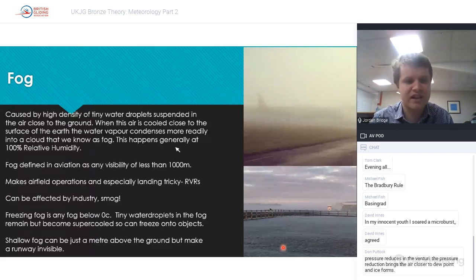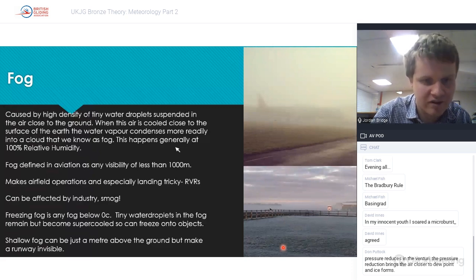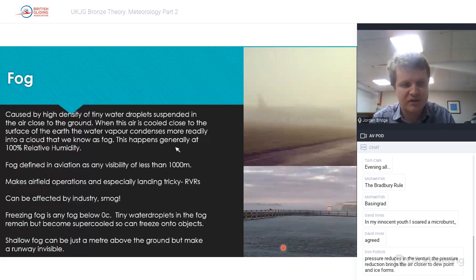Definition of freezing fog is just any fog at or below 0 degrees. Tiny water droplets again become super cooled. We've heard that word a lot now, and freeze onto objects. And as I say, shallow fog can just be a meter above the ground, but make seeing the runway really difficult. Let's have a look at some types of fog.